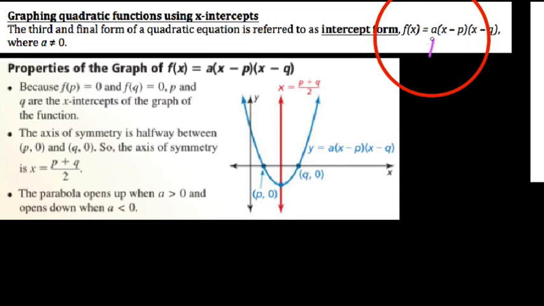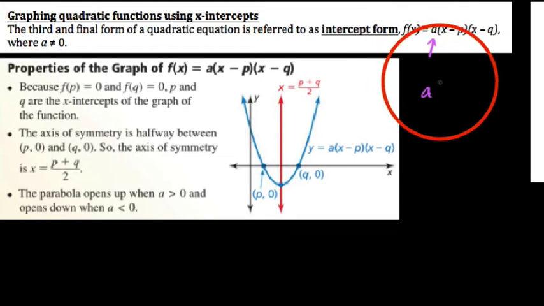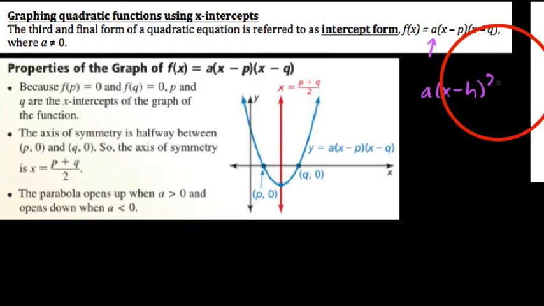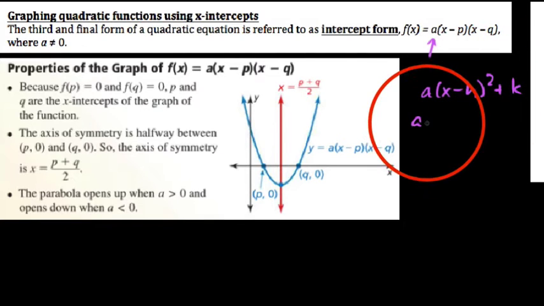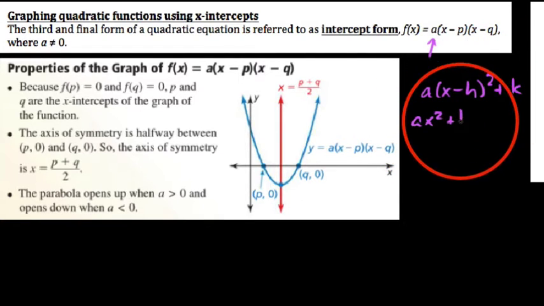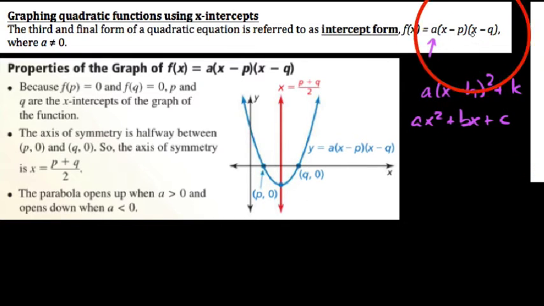And I want to point something out here. This is the same a value that we use in vertex form. It's the exact same meaning. And it's the same a value that we use in ax squared plus bx plus c form, or standard form. But we say that it's a times these two parenthetical quantities, x minus p and x minus q, where a is not allowed to be 0.